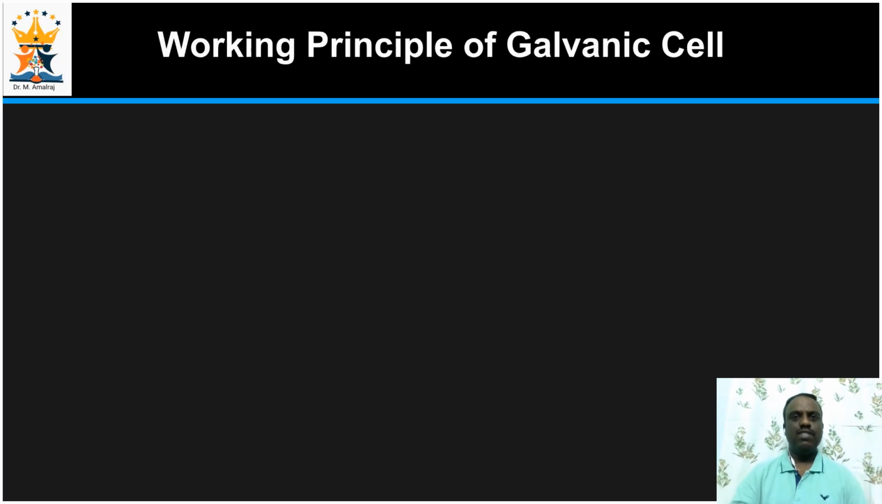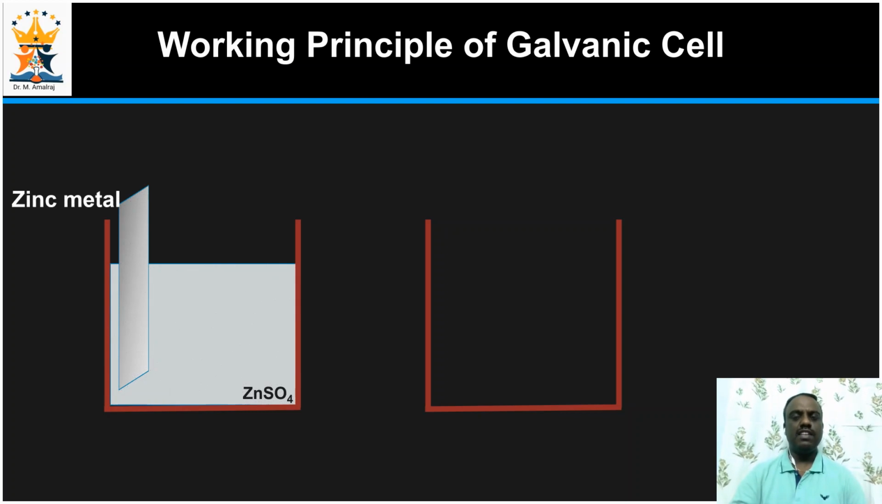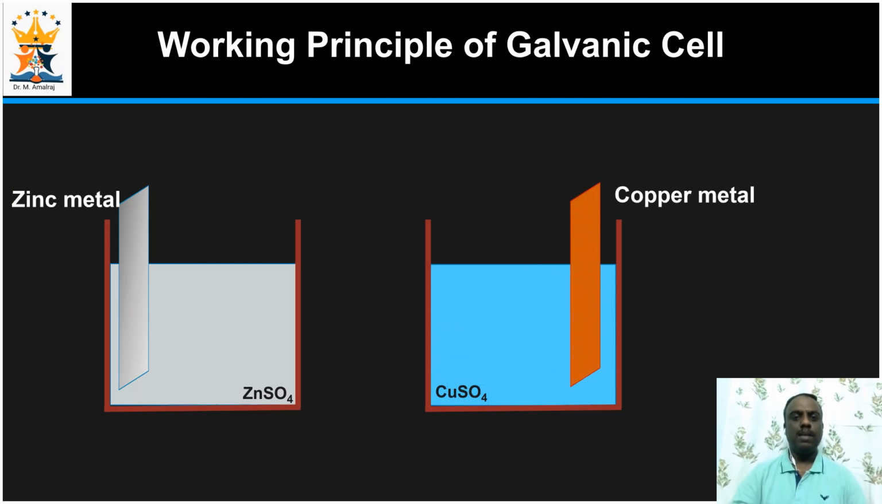Let us briefly recall the working principles of a galvanic cell. A galvanic cell is used to convert chemical energy into electrical energy. It consists of two half cells. Usually in a half cell, a metal rod will be dipped into its respective salt solution. Here, a zinc rod will be dipped in zinc sulfate solution at one half cell, and in another half cell, a copper rod will be dipped in copper sulfate solution. These two half cells are connected through an external circuit, and internally they are connected through a salt bridge which contains saturated potassium chloride solution.